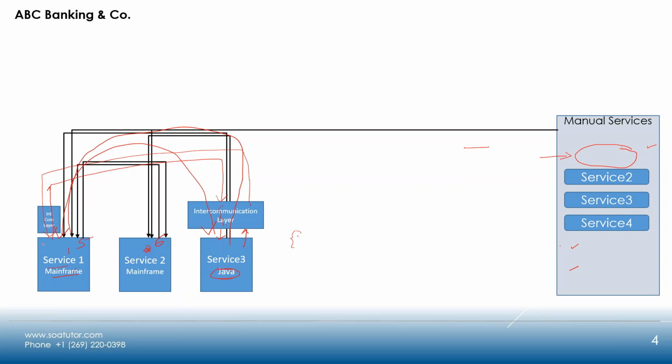So service 1, which talks mainframe, will first send it to the intercommunication layer, and the intercommunication layer will translate it to the Java format, and then it sends the request. Obviously it bypasses this one, and then Java responds back to the intercommunication layer. It translates into the mainframe technology, and then it goes through. So that is how the communication happens.